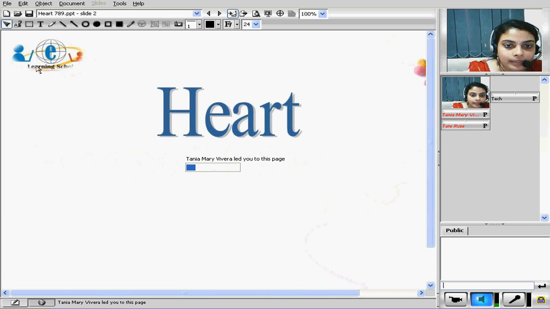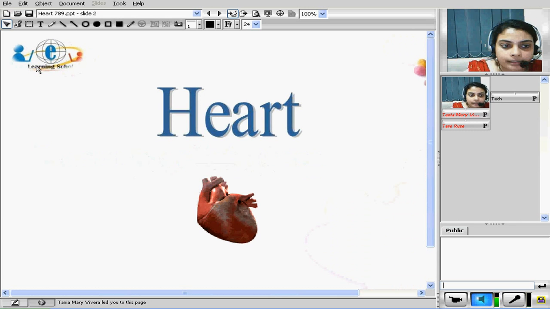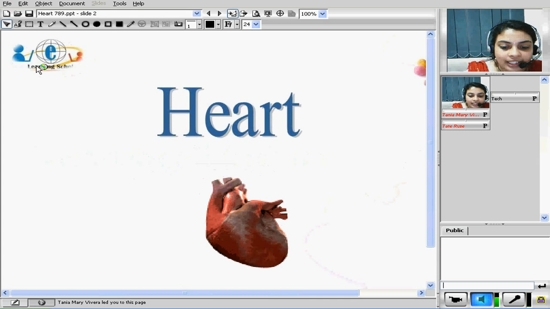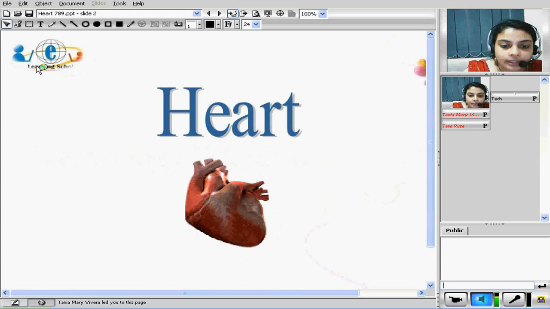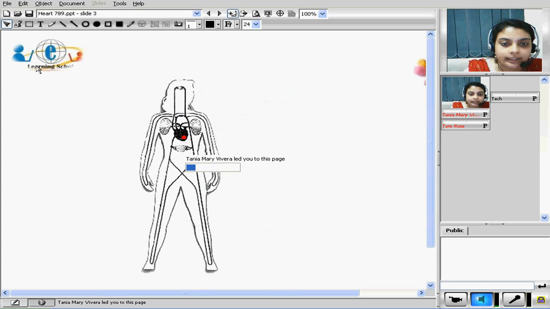Let's go ahead. Can you see any particular picture on your screen right now? Yes, I can see a moving heart. Yeah, that's a moving heart. So, the basic function of the heart is to pump blood. The heart pumps blood to different parts of the body. We shall find out what exactly the heart does.